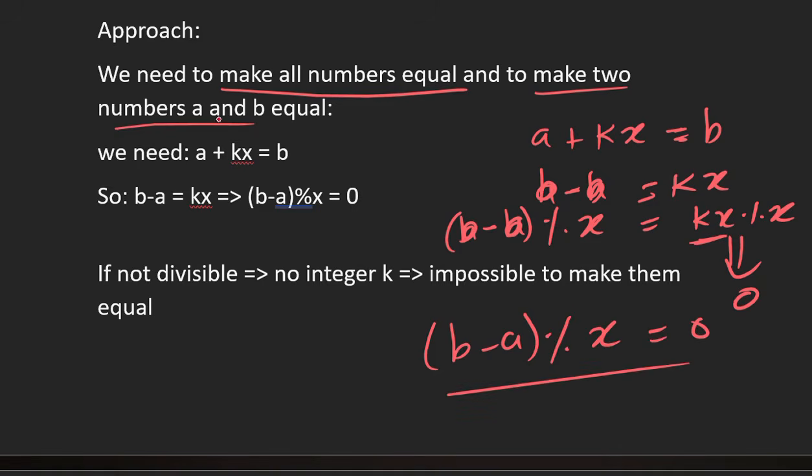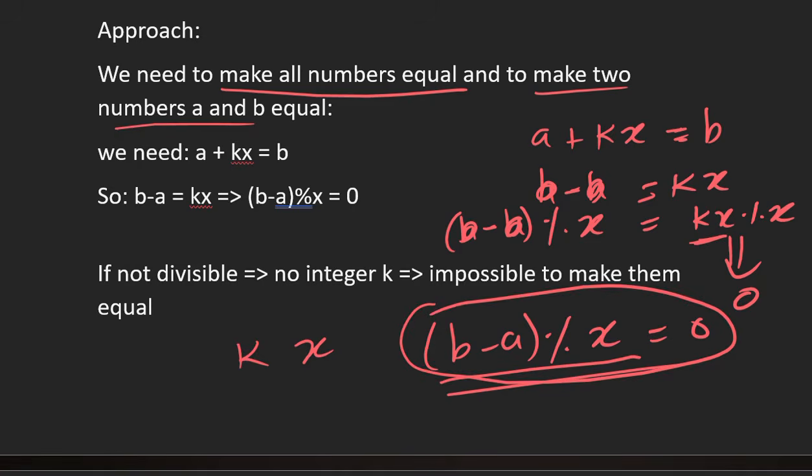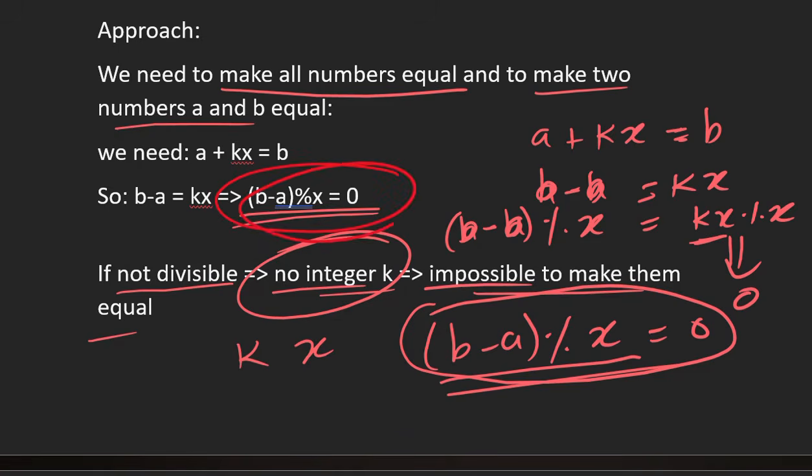So if you have to convert two numbers a and b equal by adding x to it k times, then this condition should follow, that is b minus a modulo x should be equal to 0. But if it is not divisible, then no integer k should be there. Then it is impossible to make both the numbers equal, right? So this is our observation, and we will be using this to check the feasibility condition, whether it is feasible to convert all the numbers to a particular number or not, right?